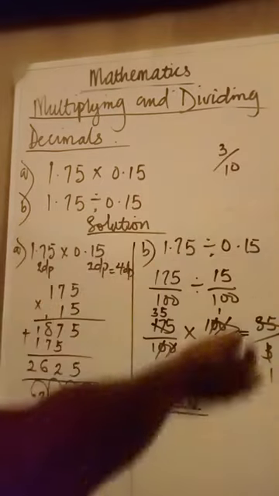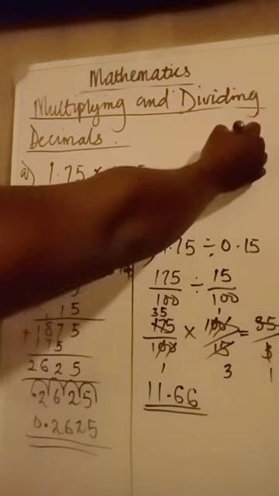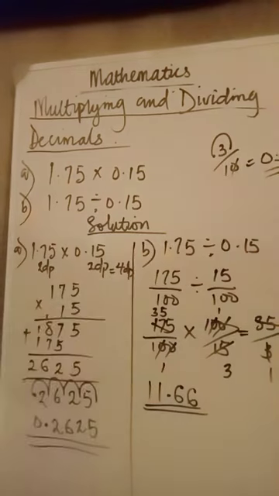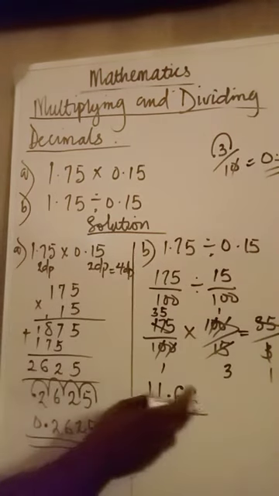If I have an answer like this after solving, I will simply move the decimal point. This is 0.3. But this is the answer.